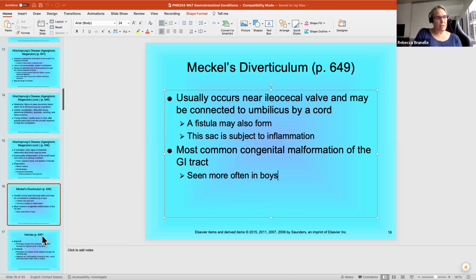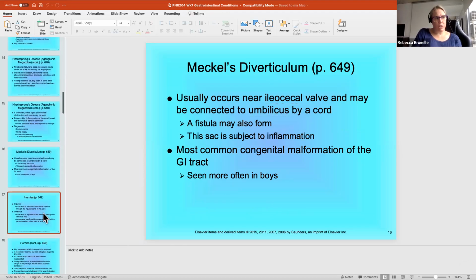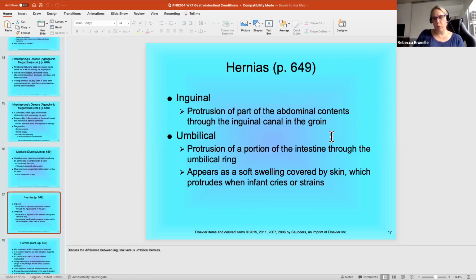The last thing in this category of congenital conditions is hernias. You've probably heard of hernias in the adult population. Can anyone tell me what a hernia is? Generally speaking, you can have them in various places, but what is a hernia? When you say someone has a hernia, what does that mean? Something didn't close.